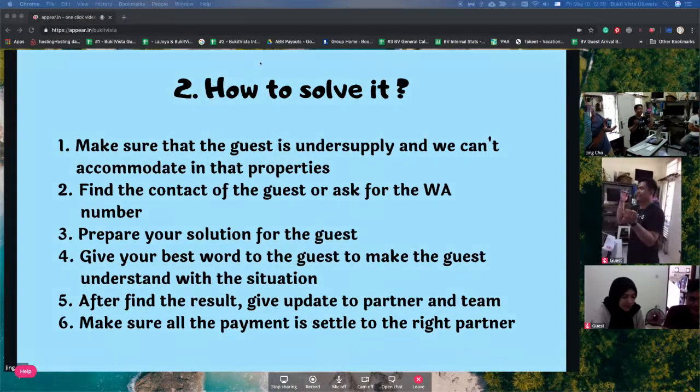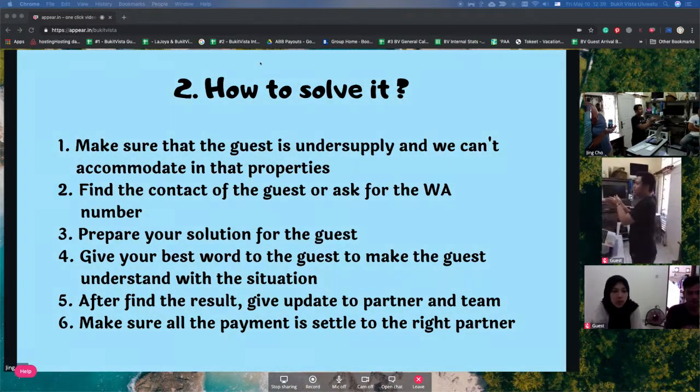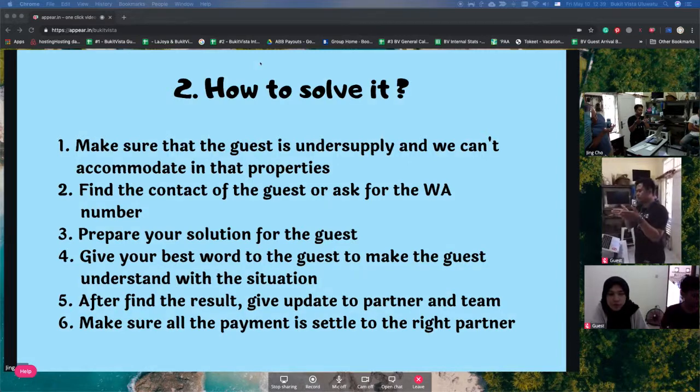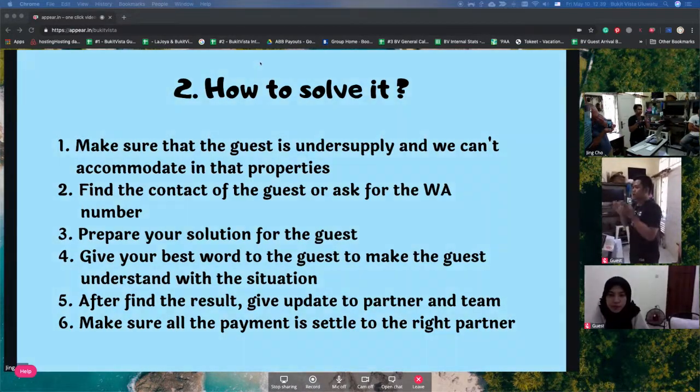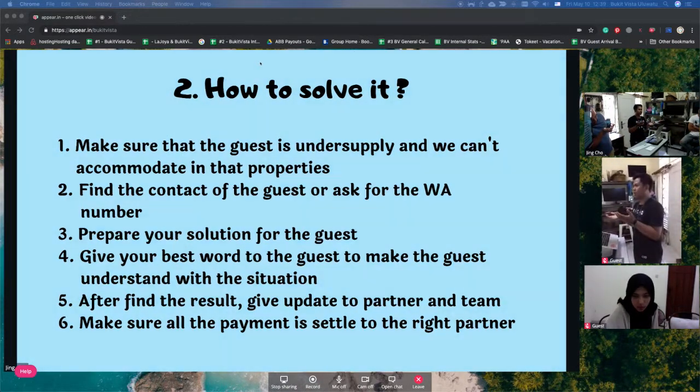So give more properties, a better facility, or a better location, and everything. Upgrade. We use the language of upgrade for the guest. We really avoid downgrading the guest, because it's why I downgrade with the price.